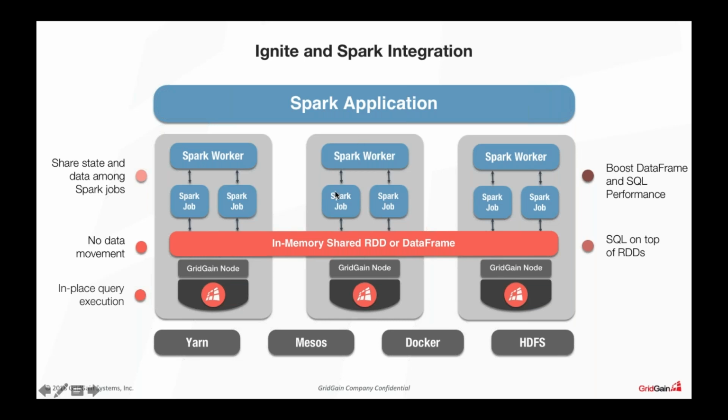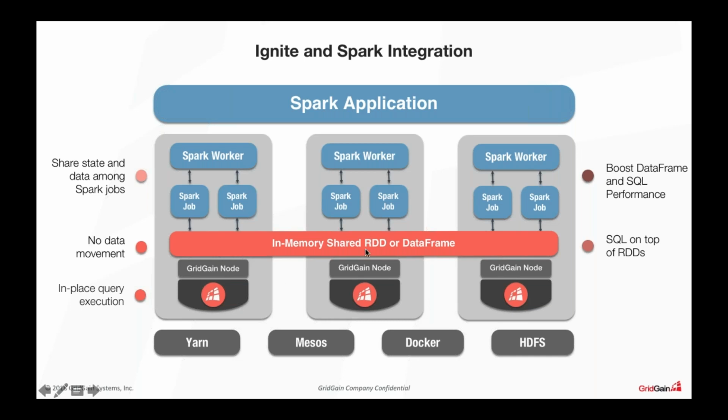Somewhere in the middle, we have Ignite nodes. On this diagram, the Ignite node is shown deployed close to the Spark worker, but in fact, the Ignite cluster can be deployed wherever you like. Let's say the Ignite cluster can be deployed on the AWS cloud, and Spark workers can be deployed in your own data center. Spark workers are connected to Ignite.